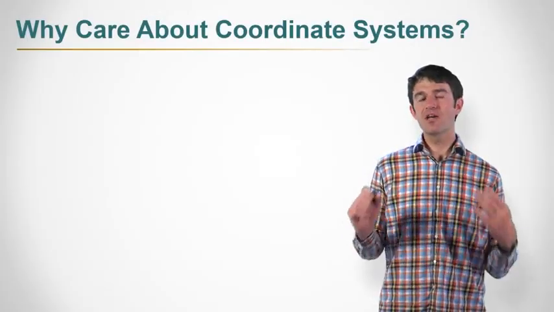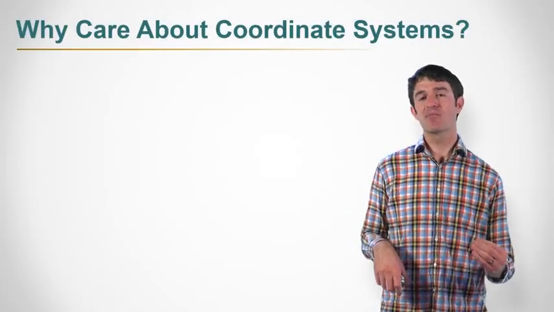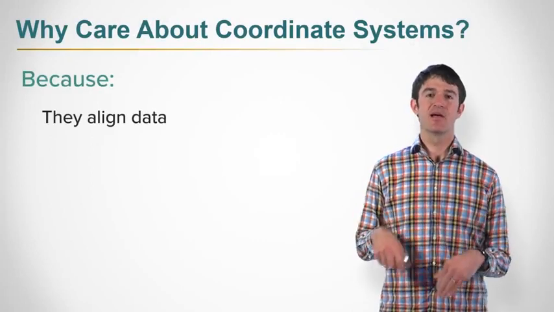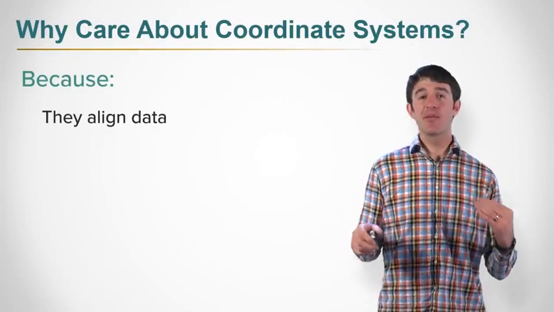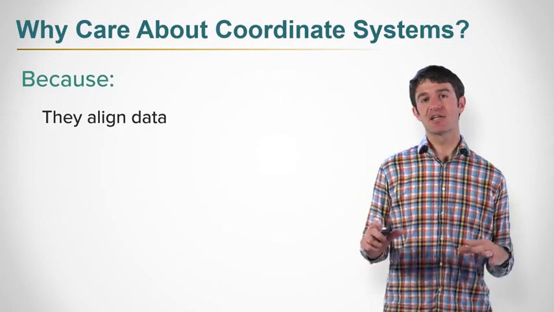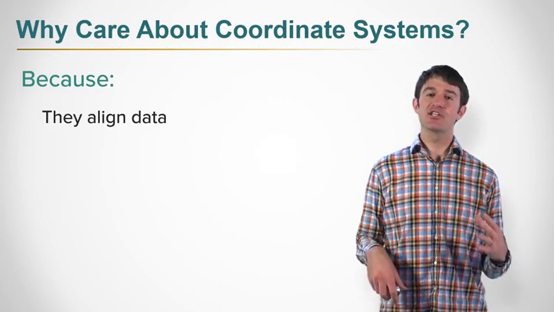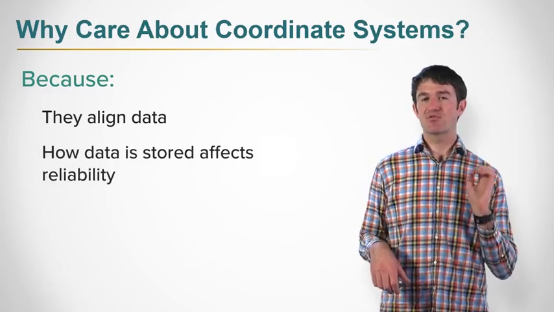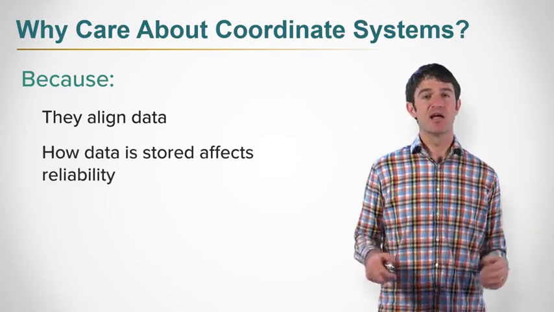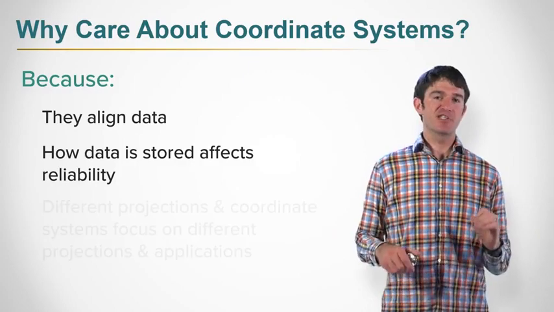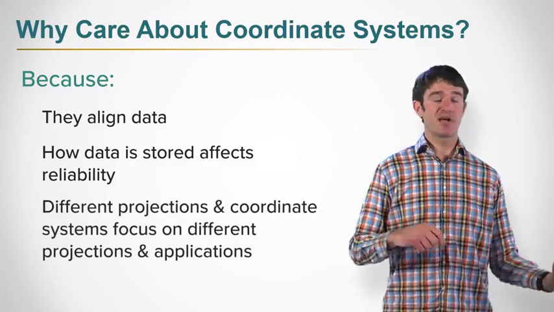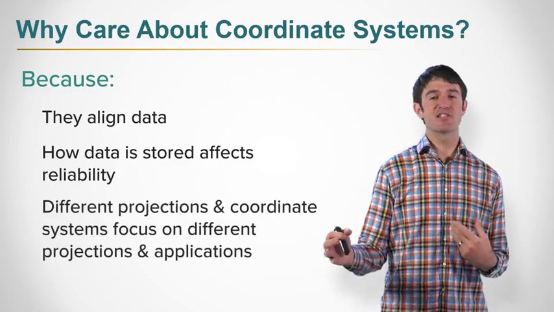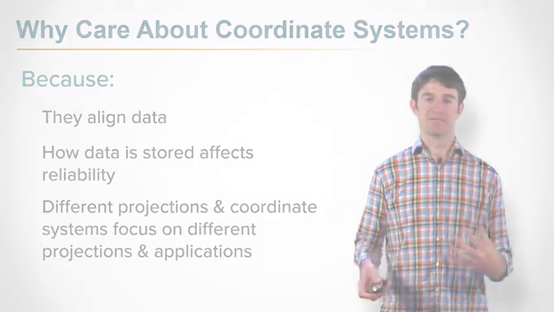So, why do we care about coordinate systems? We just hit on one piece of that. We need to align data. So our data needs to share a common reference in order to be used and combined in GIS. Another issue is that we need to know how our data is stored, because how we do that affects its reliability for different uses. And then last, different projections and coordinate systems focus on different locations and applications. They have higher specificity in certain areas or higher accuracy.